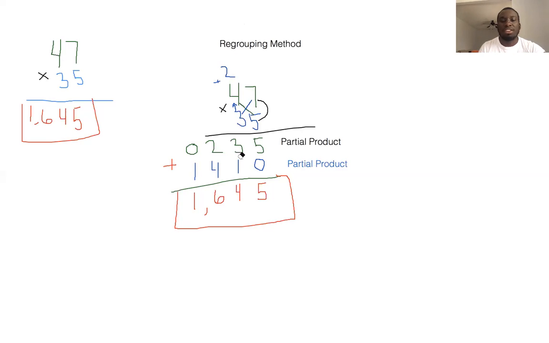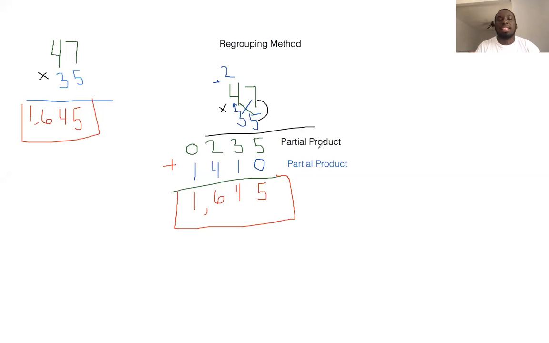I'm going to start in my tens place. 3 times 7 equals 21. I put my 1 down and I carry my 2. Then I multiply 3 times 4, which is 12, plus 2 is 14. And I put my 14 down. And then I add my 2 partial products together, and I got 1,645.